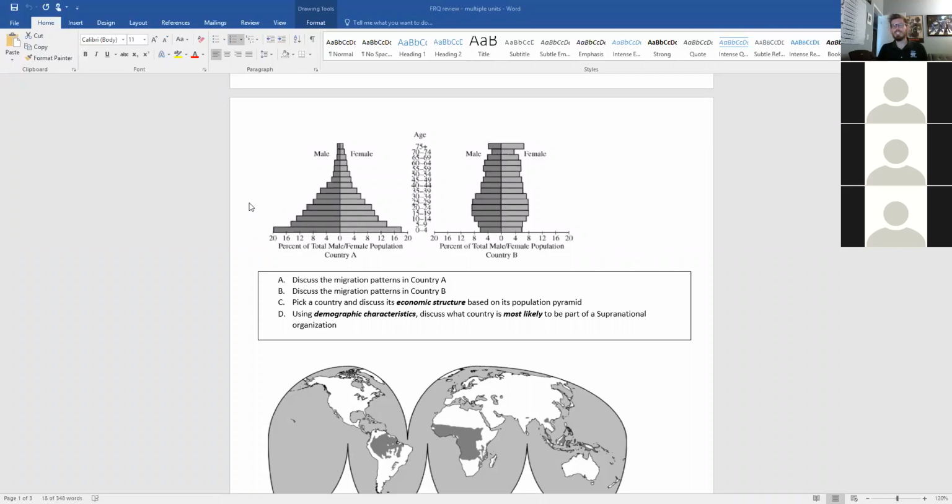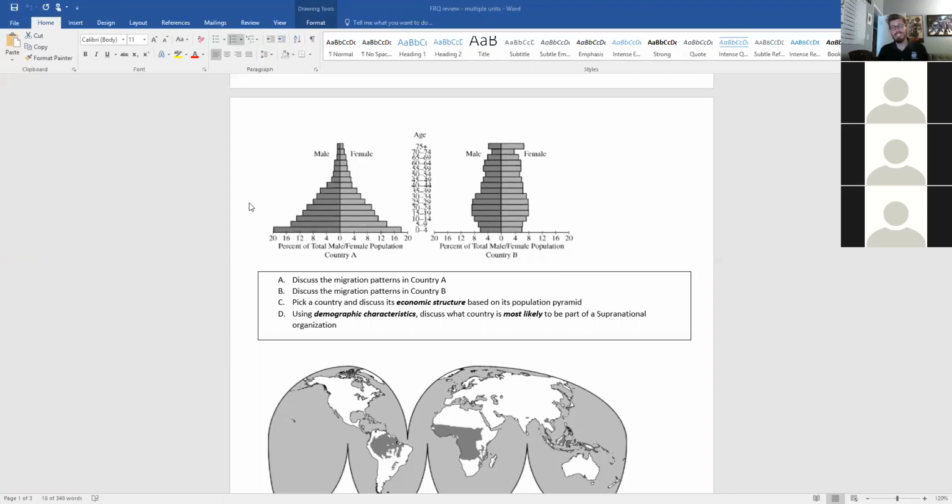And then finally, using demographic characteristics, discuss what country is most likely to be part of a supranational organization. Now, a student brought up a good point. Just because a country is developing, does that mean it can't be part of a supranational organization? No, not at all. Any country can be part of a supranational organization as long as they're allowed in by that organization. And we know of 2 prominent supranational organizations, and that's the European Union, which is the only one you should talk about if you ever have to.